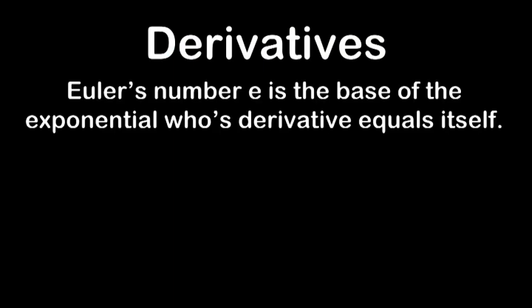I want to switch gears one more time. We're going to talk about derivatives. Remember Euler's number e? Euler figured out that e is the base of an exponential whose derivative equals itself. If we take the derivative of e to the x, that's also e to the x. No other number does that. It's a really cool number.